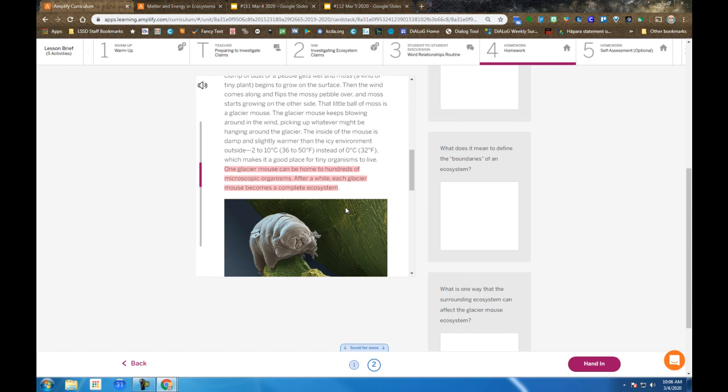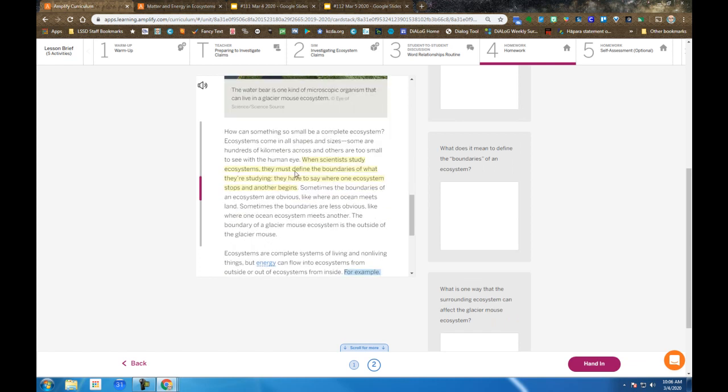What does it mean to define the boundaries of a system? Well, I've highlighted here, when scientists study ecosystems, they must define the boundaries of what they're studying. They have to say where one ecosystem stops and another begins. And in this case, the clump of moss is the whole ecosystem. It's separate from the surroundings. It can move around on its own through wind and water and erosion and things. So when they study just that ecosystem, they say, look, the edges of the moss separate it from the rest of the ecosystem.